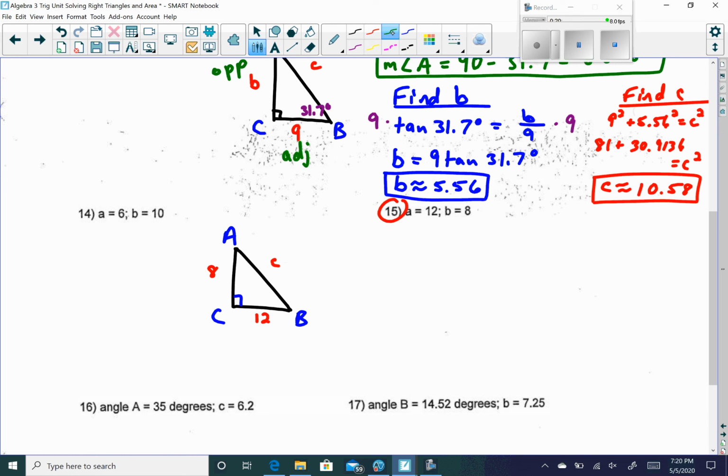Our very first step, we have no other choice, is to use the Pythagorean theorem to find side C first. So we're just going to say 8 squared plus 12 squared equals C squared. So we get 64 plus 144 equals C squared. You guys finish solving that there.